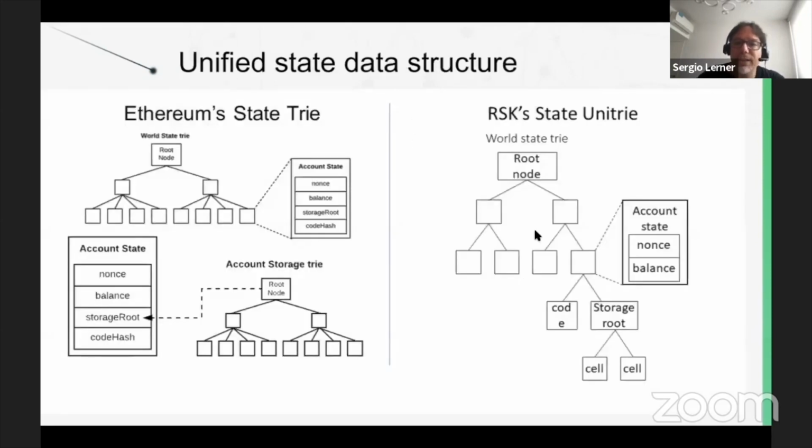As I mentioned, internally, the data structures of the node are different. Ethereum stores everything in millions of different tries, right? Every smart contract in Ethereum has storage, and all the storage is stored in a different trie. In the case of Rootstock, we have a single data structure called the unit trie that stores everything. This makes the node much more efficient in handling snapshots, handling moving to any block, and garbage collection. Everything is simpler having a single tree containing all information.